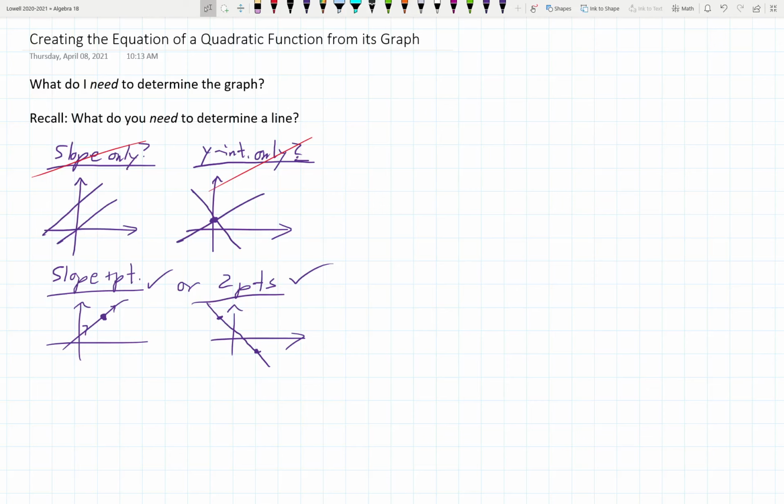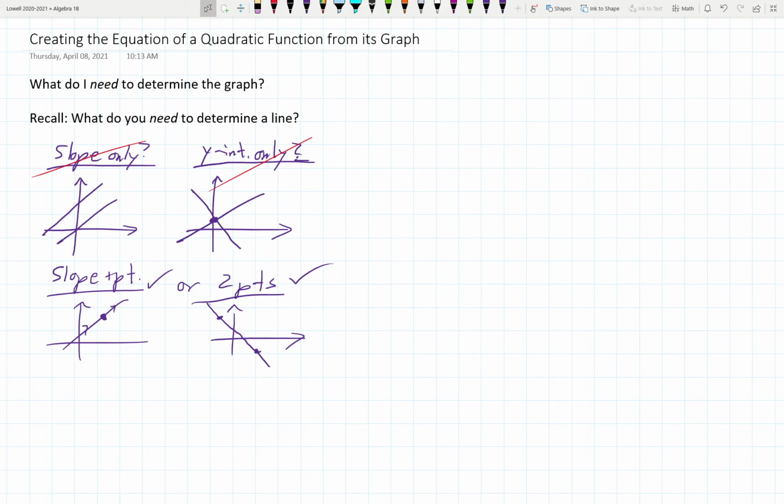Hello folks, in this video I want to talk about how we can finally create the equation of a quadratic function from its graph, so long as we have the important information. The question I want us to think about first is, what do we need in order to determine the graph? When I say determine, what I mean is, what information do we need where there is no ambiguity when it comes to what the graph would even look like?